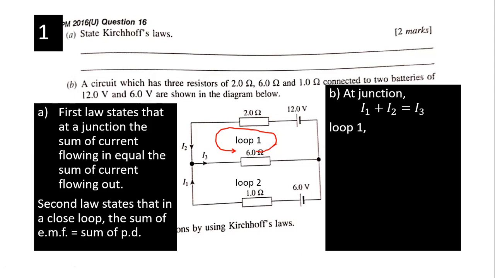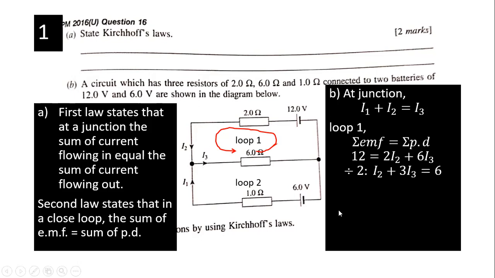Sum of EMF equals sum of PD, drop across the resistor. That's all. In this loop there's only one EMF, 12. Then 2 times your I2, and then 6 times your I3. Now simplify it, divide by 2. Now give me your loop 2.